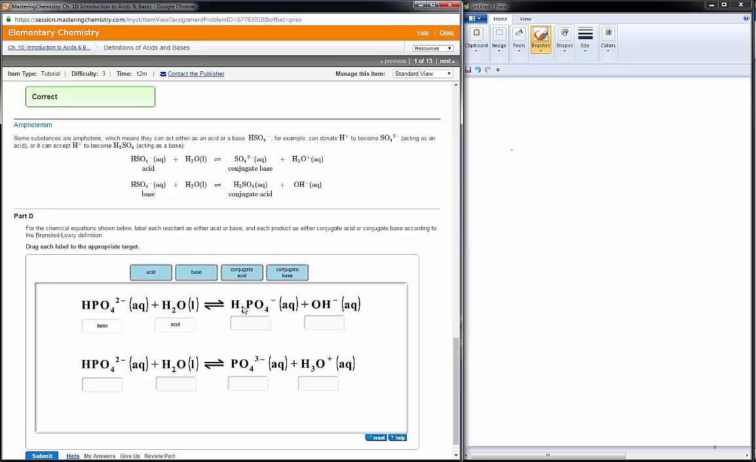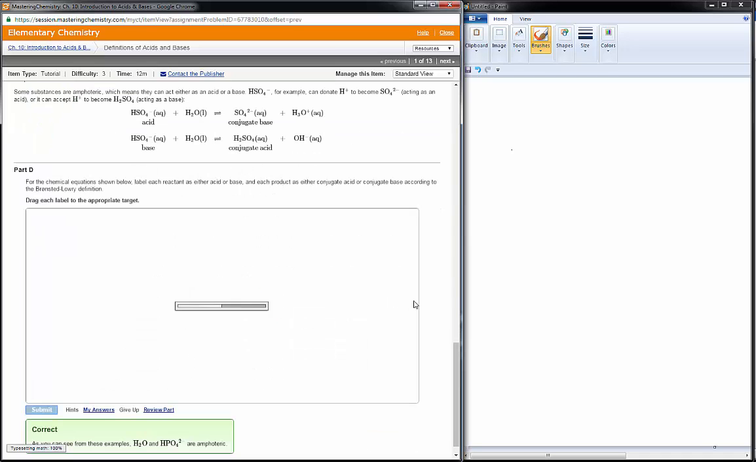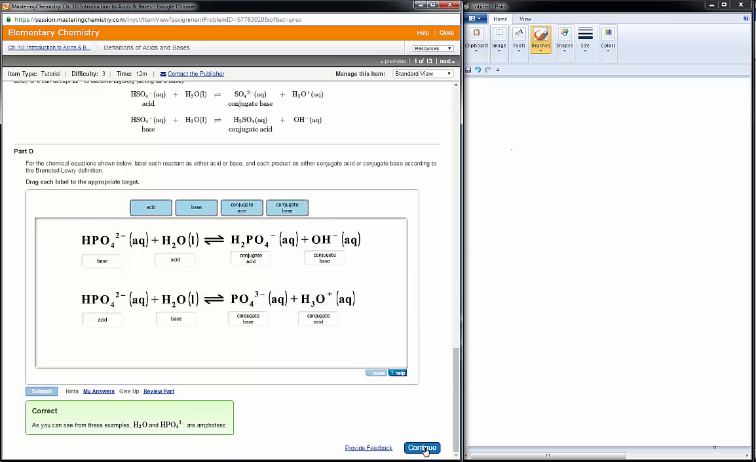Now my base goes to form the conjugate acid, and the acid goes to form the conjugate base. And in this case, I'm going from HPO4 2- to PO4 3-. So I've lost a hydrogen and I've lost a positive charge. So having donated that hydrogen, I must have acted as an acid. That means this was the base. My acid goes to form the conjugate base, and the base goes to form the conjugate acid. So that's how we label each of those things.